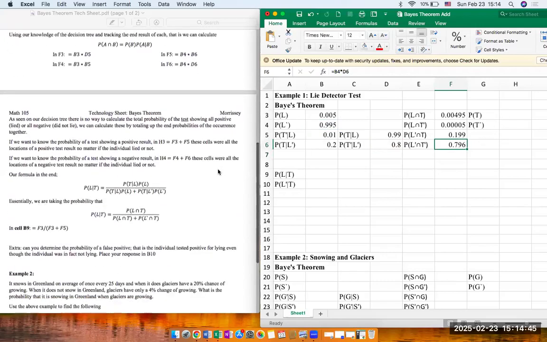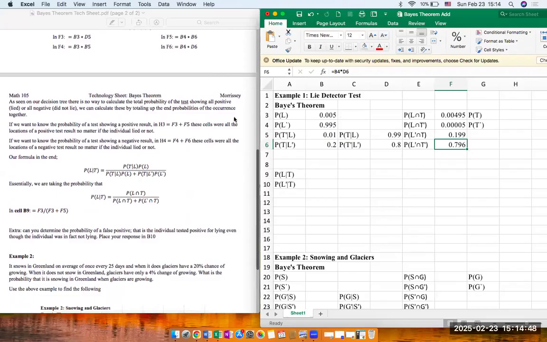So from here, let's follow here. As seen on our decision tree, there's no way to calculate the total probability of the test showing all positive, we lied, or all negatives, we didn't lie here. Now, this is the one thing we didn't actually get to calculate previously. I did mention it, but I don't think I was as clear as I could have been. When we want to tally up all of those that in fact we were testing positive or testing negative, that is just coming from this T here, which is the sum of these values here. The probability that you lied and got caught versus you didn't lie. You lied and got caught, so you tested positive, versus you didn't lie and you still tested positive.